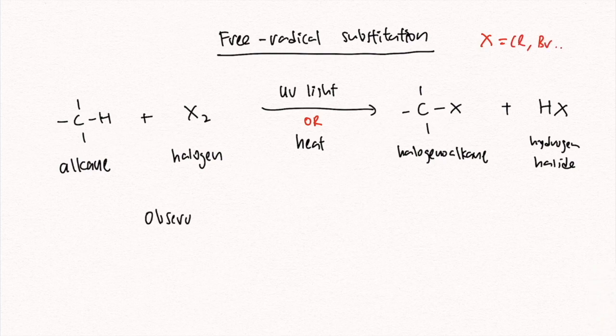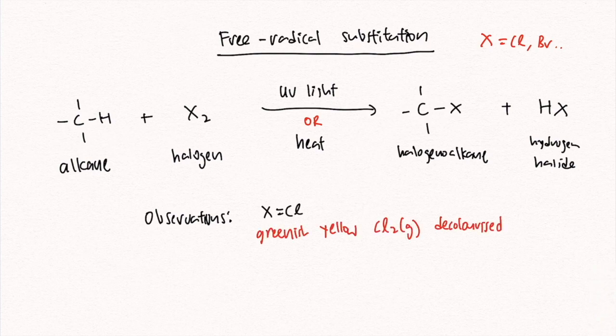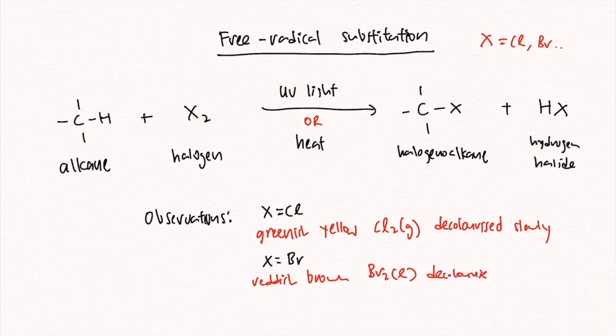In terms of the observations, there are 2 common observations that we will need to know. Firstly, when the halogen used is chlorine, we will observe that the greenish-yellow chlorine decolorizes as the reaction proceeds. When the halogen used is bromine, we will similarly observe that the reddish-brown bromine is decolorized. Do remember to memorize these colors. And also, remember that it's very important to know for the A-levels that bromine water is orange in color, while liquid bromine is reddish-brown in color. Do remember this. Moving on.